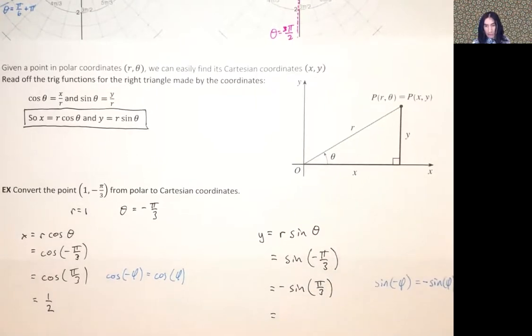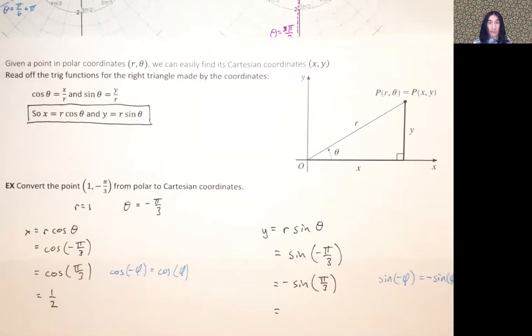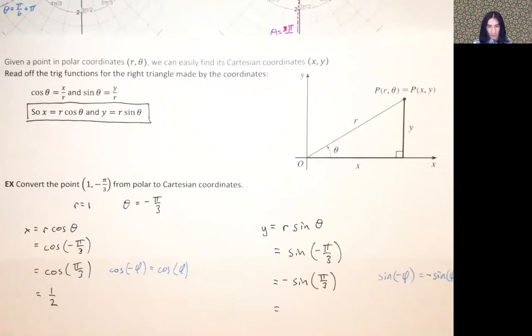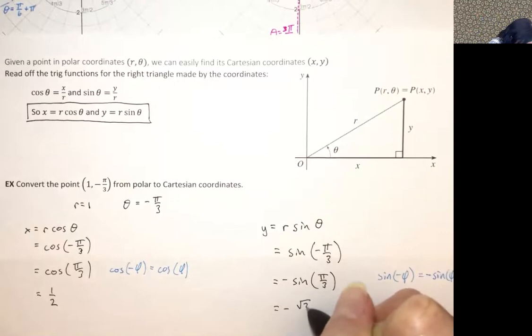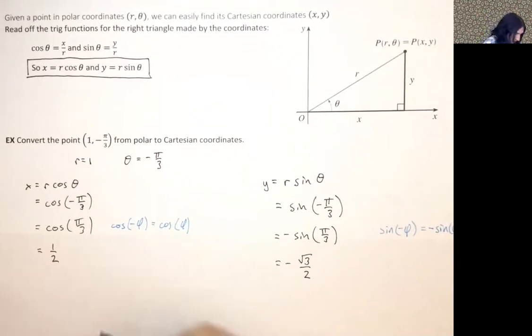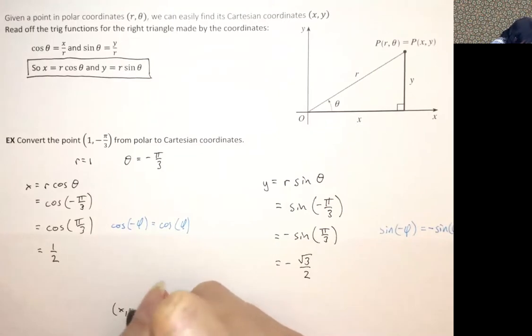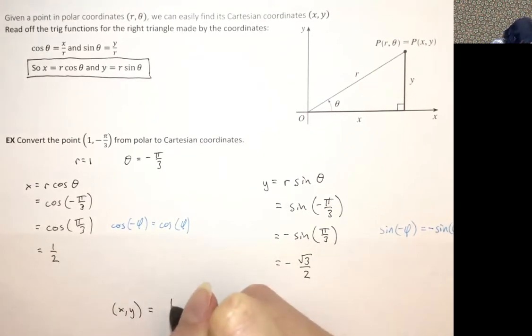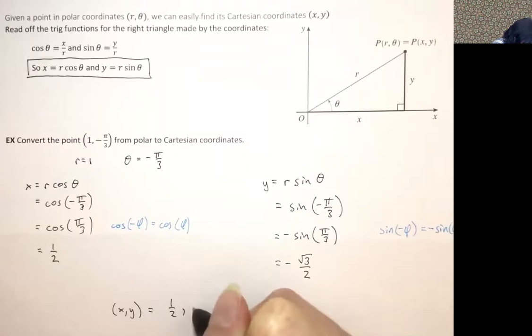Do you remember sine of pi over 3? That's one of your first quadrant angles, so you should remember these types. Remember, all of your trig functions can be calculated from sine and cosine, just knowing their values in the first quadrant. So that would be root 3 over 2. So we have minus root 3 over 2 for that guy. And finally, our description in Cartesian coordinates would be the xy pair is 1/2, comma, minus root 3 over 2.